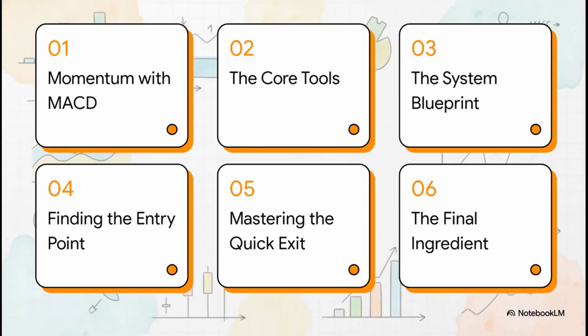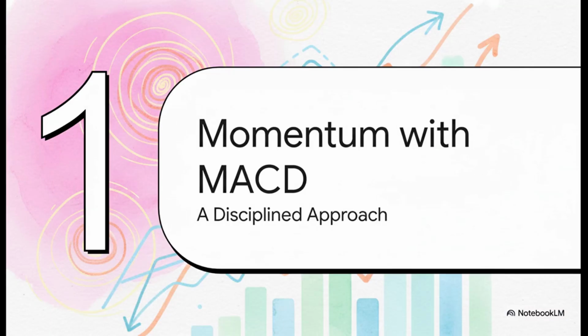First, we'll talk about using the MACD for momentum. Then we'll dig into the core tools, lay out the system's blueprint, and talk about how to find your entry and, just as important, master your exit. And finally, we'll touch on that last secret ingredient, discipline. Look, let's be honest, momentum trading takes an incredible amount of discipline, but having a good system can give you the structure you really need.